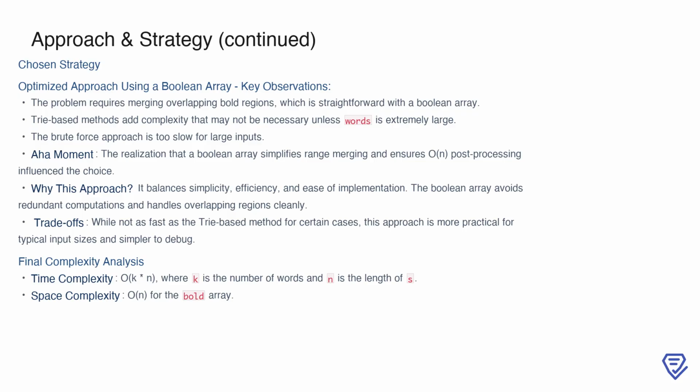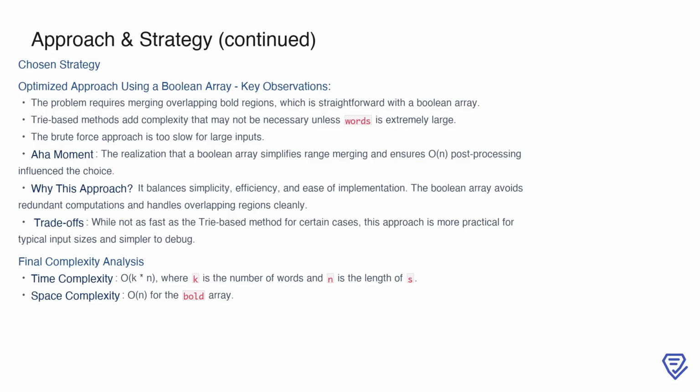This decision was based on some key observations. First, the problem requires merging overlapping bold regions, which can be handled elegantly using a Boolean array. Second, while the tree-based approach offers higher performance for certain cases, it introduces additional complexity that isn't always necessary, especially for typical input sizes. Lastly, the brute force method was ruled out due to its inefficiency for larger inputs.